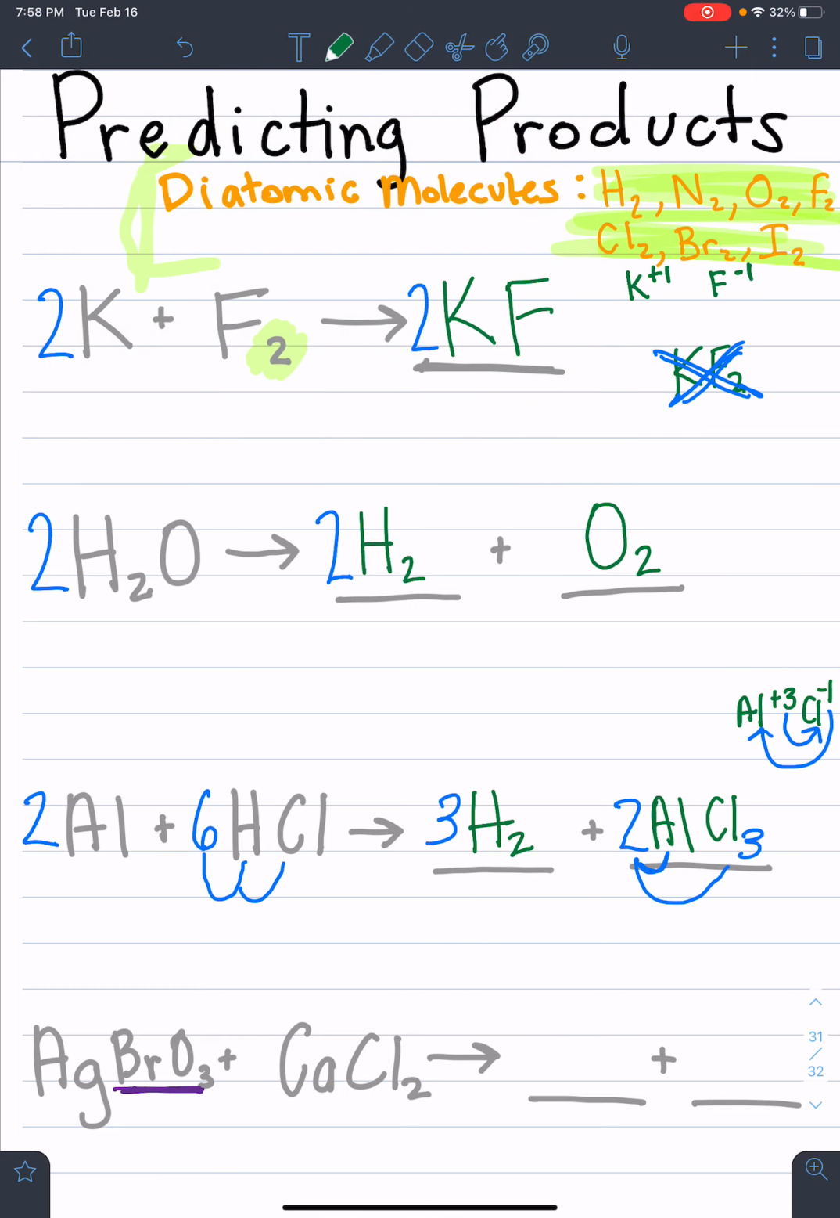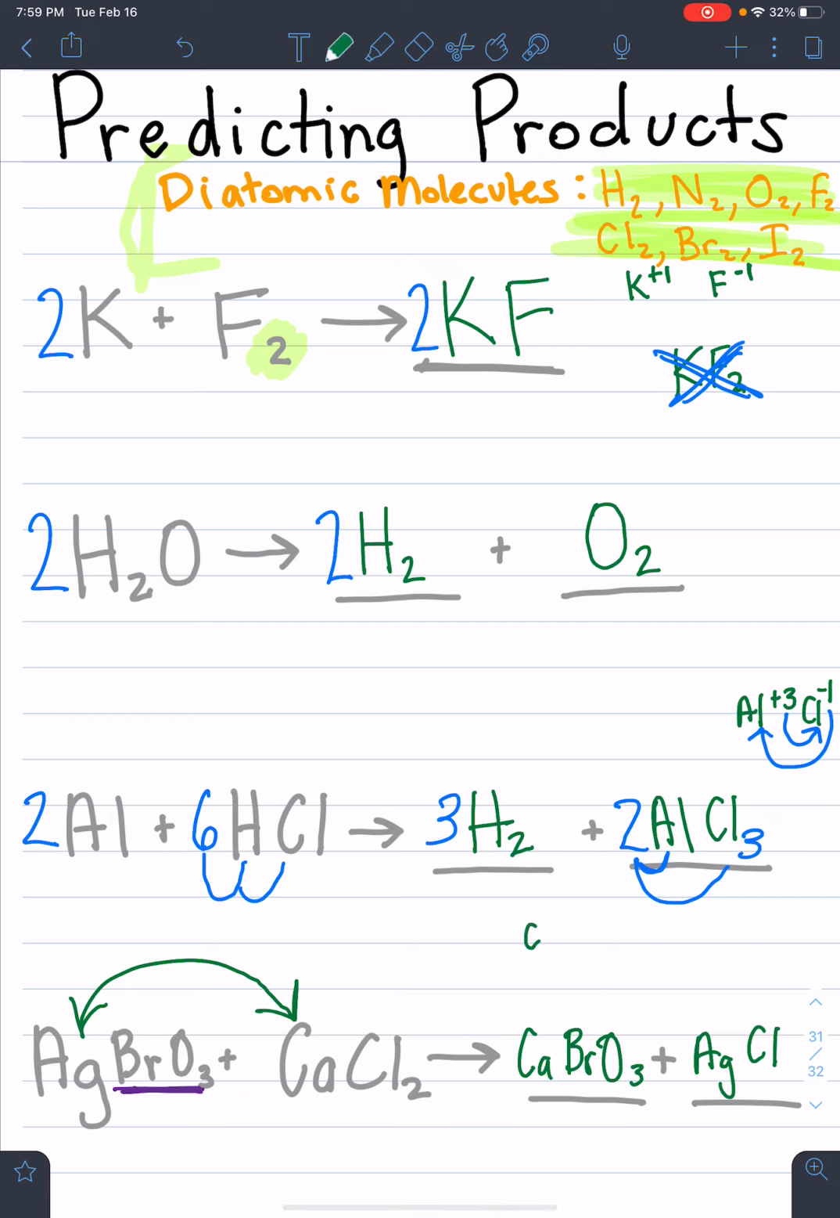So for this one, they're going to switch partners. So I'm going to have this Ag and the Ca switch. So I'm going to have CaBrO3, and then I'm going to have AgCl. Now again, we need to see if we need any little numbers down here. So in order to do that, we have to look at their charges and see if they balance.